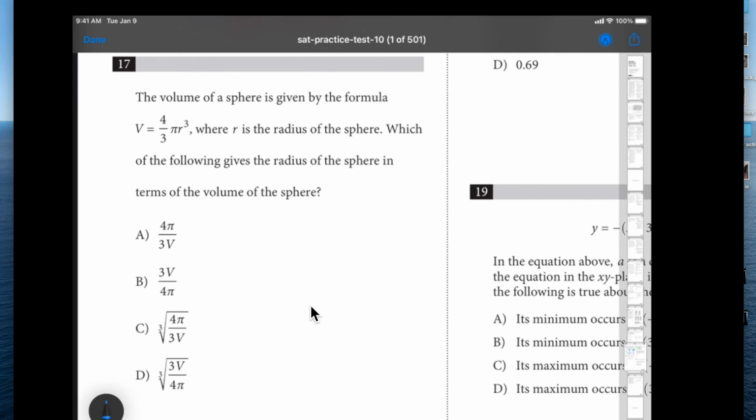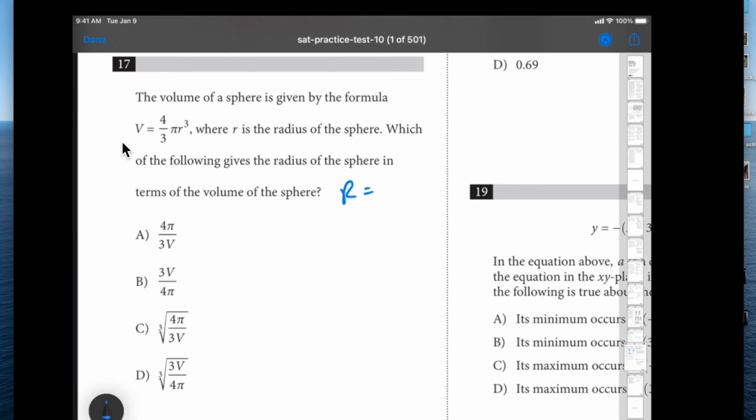We are now on problem 17. The volume of a sphere is given by the formula V equals 4/3 pi r cubed, where r is the radius. Which of the following gives the radius in terms of the volume? So folks, when you see this phrase in terms of, that means they want you to solve for the radius. Okay, so we're going to get something where radius equals, and we're going to get something else on the opposite side of the equal sign.